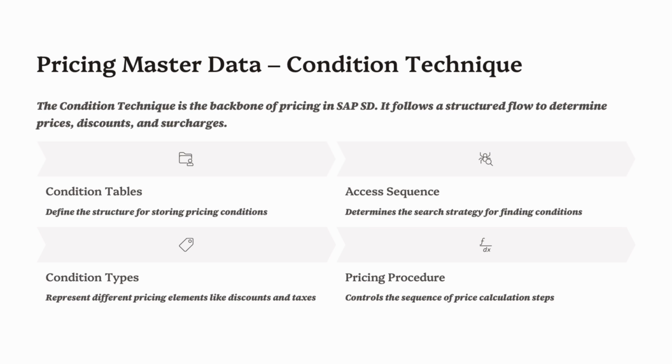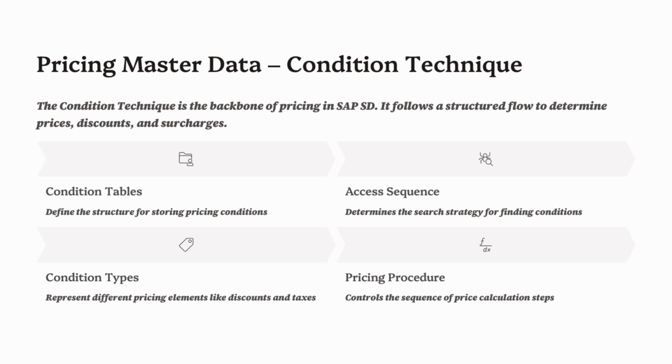The condition technique steps: 1. Condition tables. Store pricing data combinations, e.g., customer plus material. 2. Access sequence. Defines the order in which the system searches for valid records. 3. Condition types. Represent individual pricing elements like base price or discount. 4. Pricing procedure. Combines all condition types to form the final price.